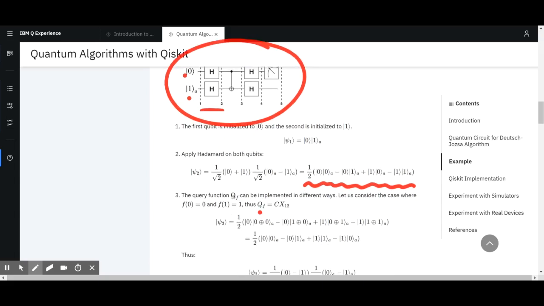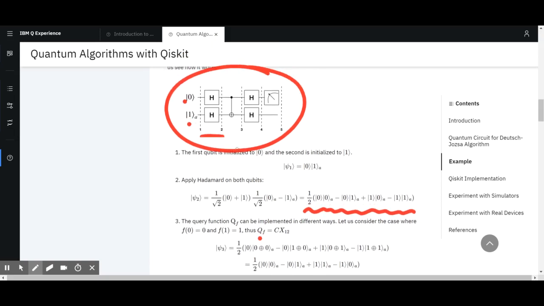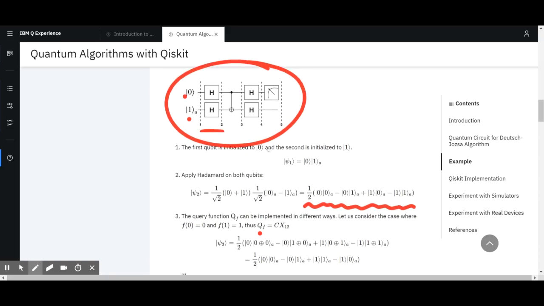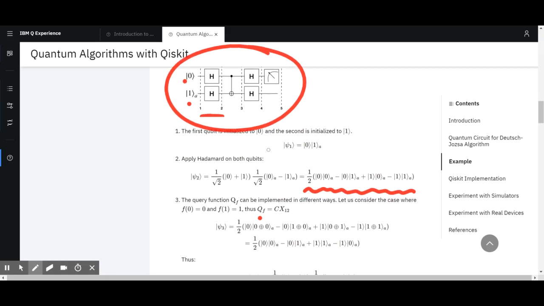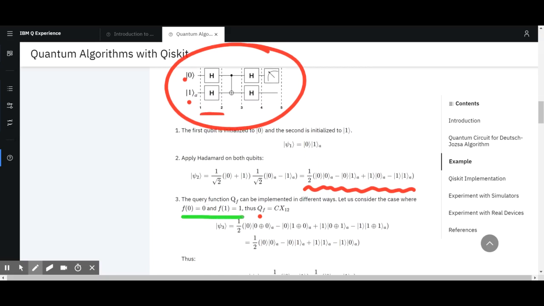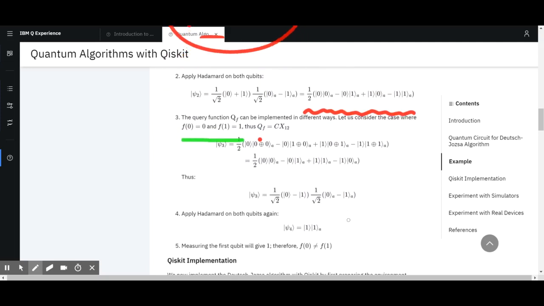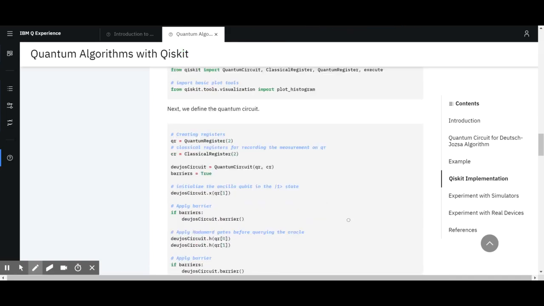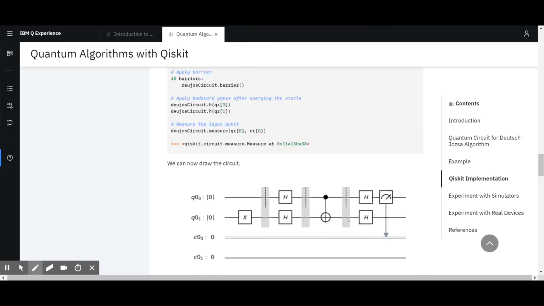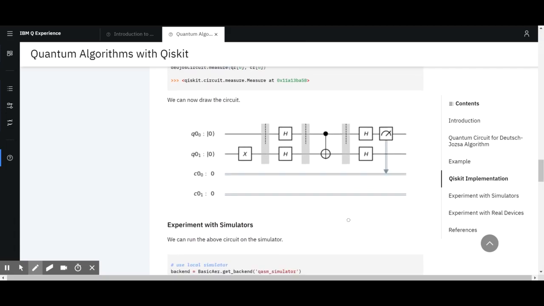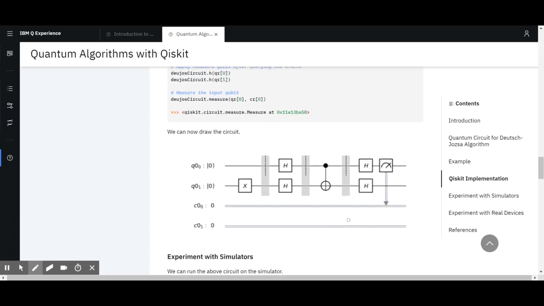I guess if you would like to play that with a different function where f0 equals 0 and f1 equals 0, then you would not implement the control not in here, right? That's just because of the example and the function that we're implementing. Okay. I'm not going to go through the details of how you implement that with Qiskit right now, but basically, it's an interesting example.